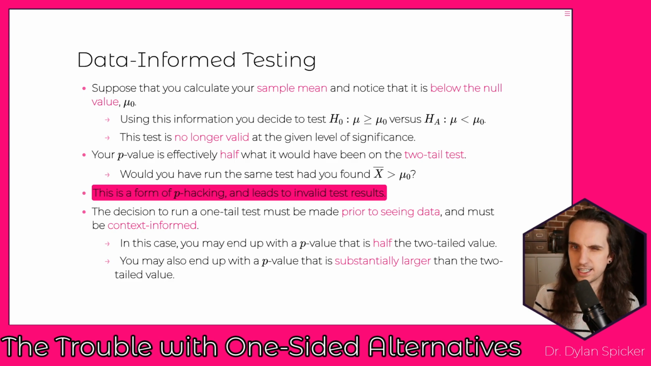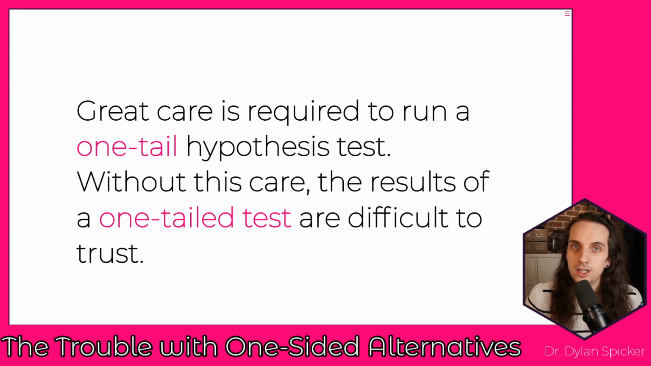But if you look at the data and then decide what hypothesis am I going to run, that's where you wind up in trouble and into results that are not really trustworthy. So ultimately, all of this is to say that great care is going to be required in order to run a one-tail hypothesis test, and without this care, the results of a one-tail test are difficult to trust. The overarching advice would be that you should be running two-tailed tests unless you have a very strong, a very compelling reason to run a one-tailed test.